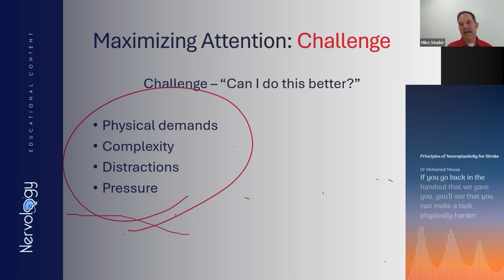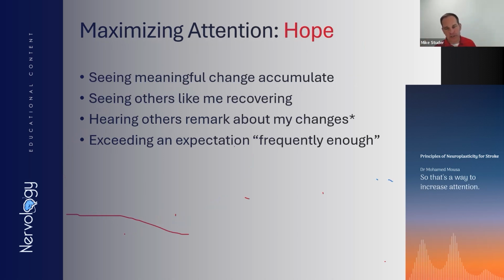If you go back in the handout that we gave you, you'll see that you can make a task physically harder. You could add weights to them. You could increase the speed. You could make it a lower surface to get up from, or a more complex task, a harder shirt to put on, or add distractions, or add the nature of pressure. Can you do it faster? So that's a way to increase attention.